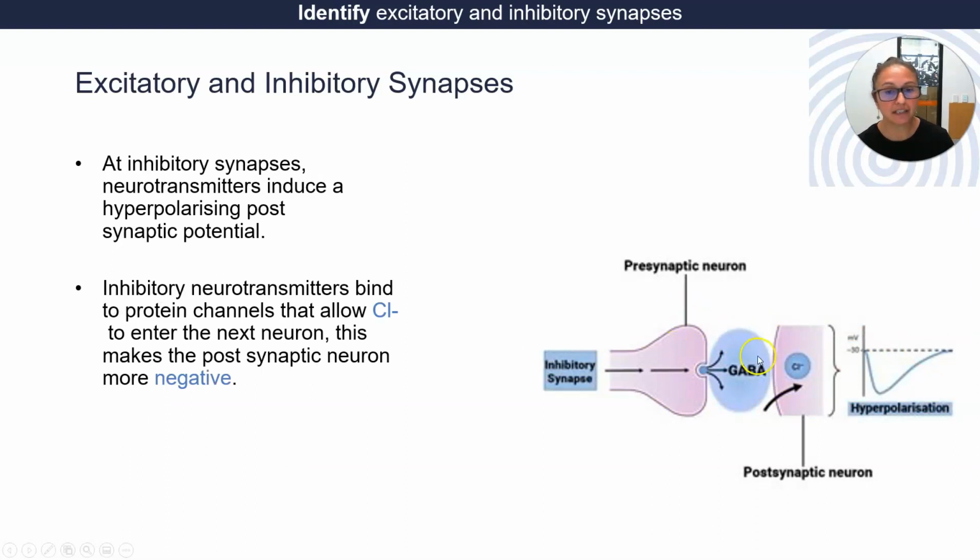If you have an inhibitory synapse or an inhibitory neurotransmitter, the opposite happens. For example, GABA is an inhibitory neurotransmitter. That means that when the neurotransmitter binds to receptors in the postsynaptic cell, it opens up protein channels that allow negative ions through. So when negative ions go into our neuron, it's going to make our neuron more negative, which is going to be less likely to fire an action potential.